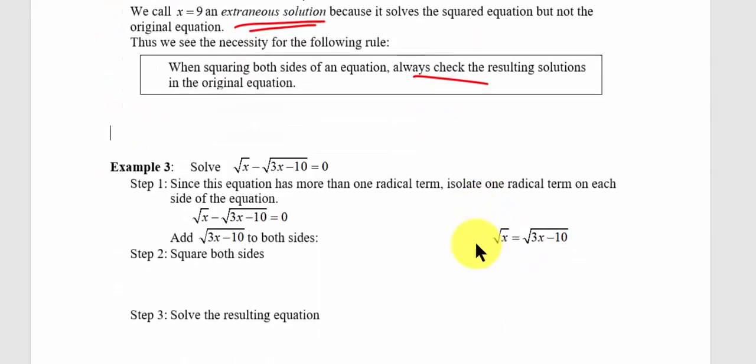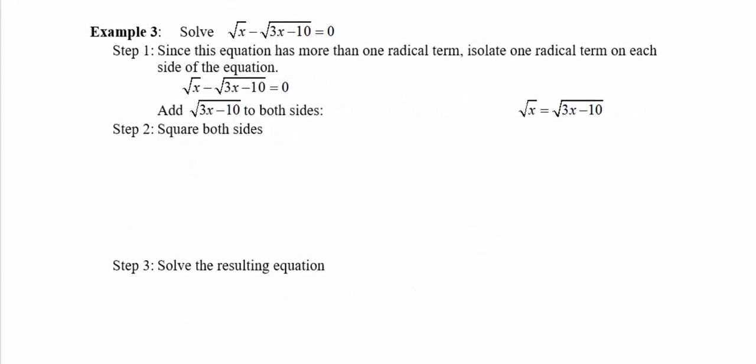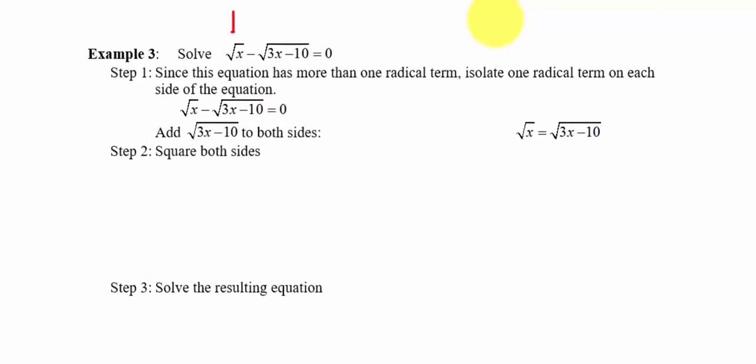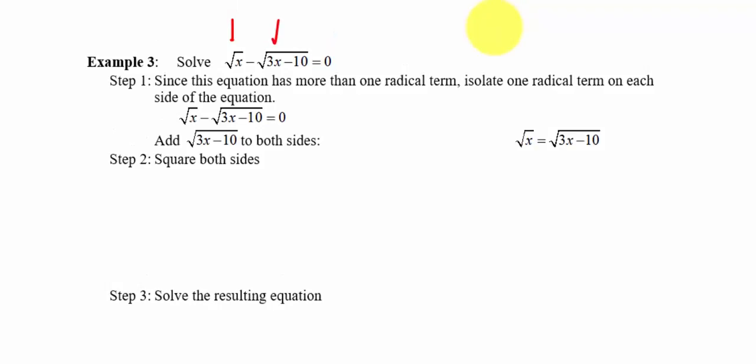Let's take a look at example 3. It looks like we have 2 radical signs here. We have one here and another one here. What we can do is add or subtract the square root of 3x minus 10 from both sides to end up with something that looks like this. I'm simply going to bring the negative square root of 3x minus 10 over. If I add that to both sides, this is what I would end up with.